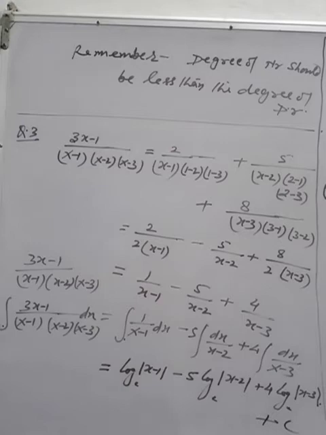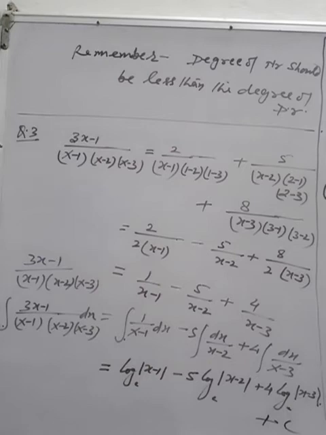So again listen, before resolving, see the degree of numerator and denominator. If the degree of numerator is less than the degree of denominator, then resolve the factor, and if the degree of numerator is greater than or equal to the degree of the denominator, then first you will divide, meaning divide the numerator by the denominator, and reduce the degree of numerator. After that, resolve the factors.